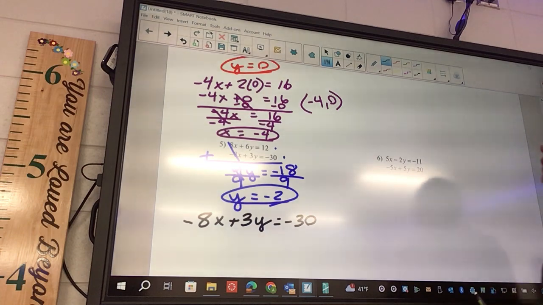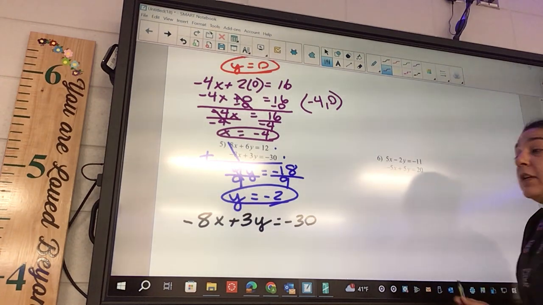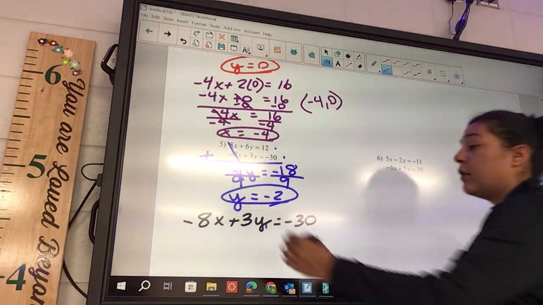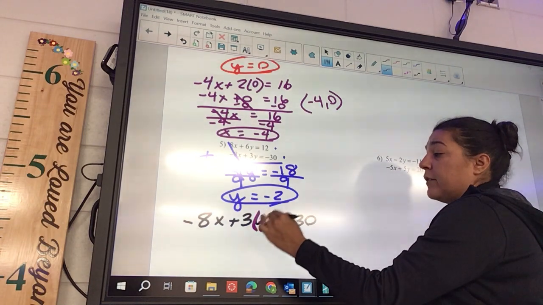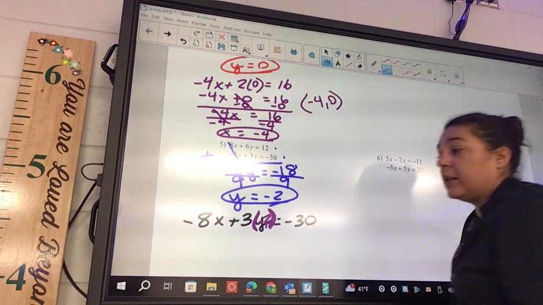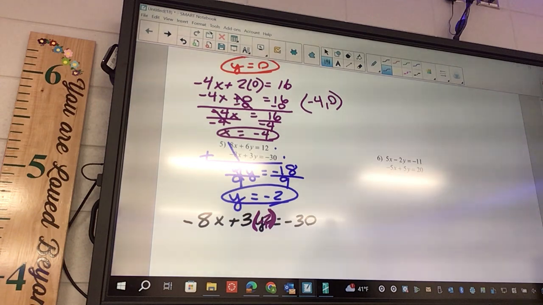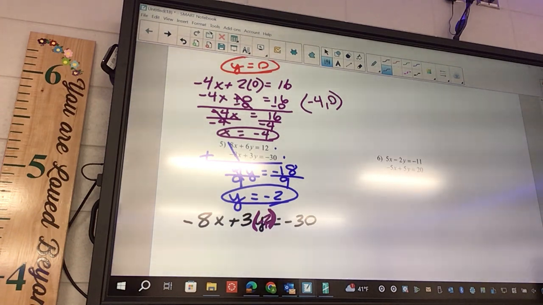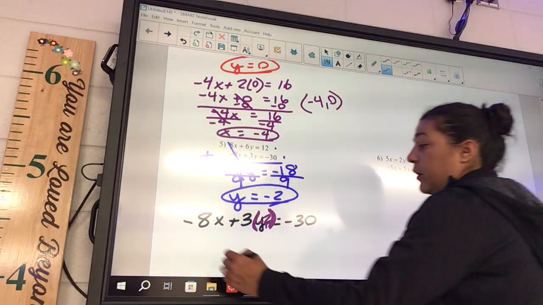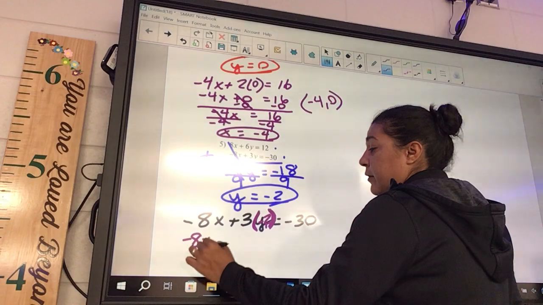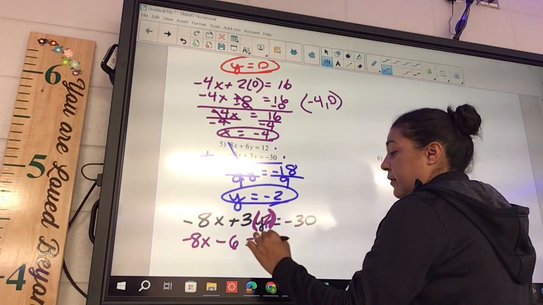So wherever the y is at, we can write what? Negative 2. Okay? So, and again, you can erase this and put the negative 2 there, or if you want to do this and put a negative 2 there, you're more than welcome to. I don't really care. Okay? Okay, and then what is that? 3 times negative 2. What is 3 times negative 2? Negative 6.